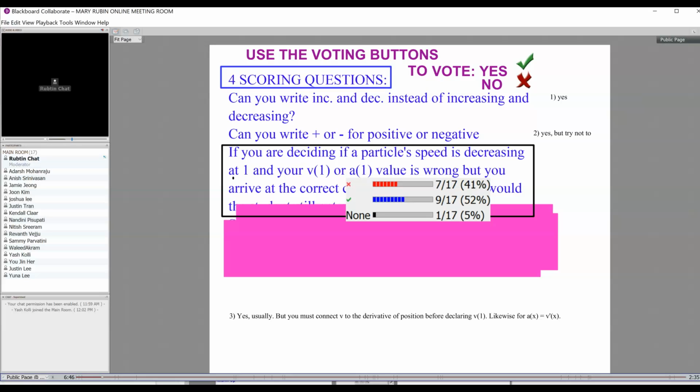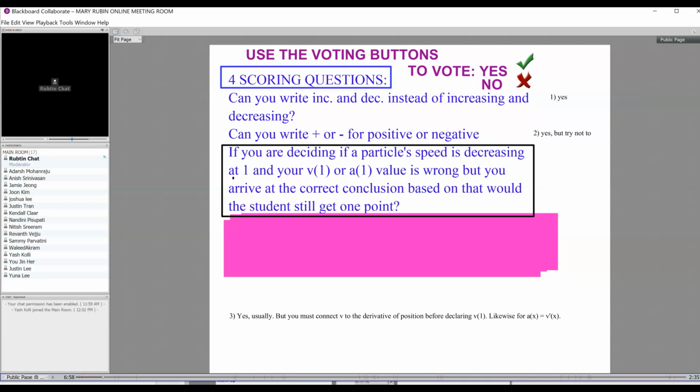Oh, that was number 3. If you're deciding if a particle's speed is decreasing at 1 and your V of 1 or A of 1 value is wrong, but you arrive at the correct conclusion, so yes, you would get at least a point for the conclusion. So you get the wrong answer, but your conclusion is correct. But you have to connect the derivative to the position.